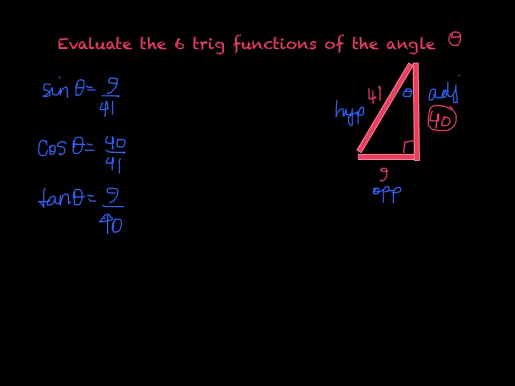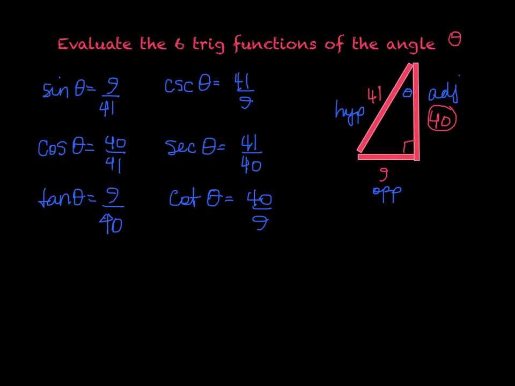The cosecant is going to be the inverse of the sine. The secant is going to be the inverse of the cosine. And the cotangent is going to be the inverse of the tangent.